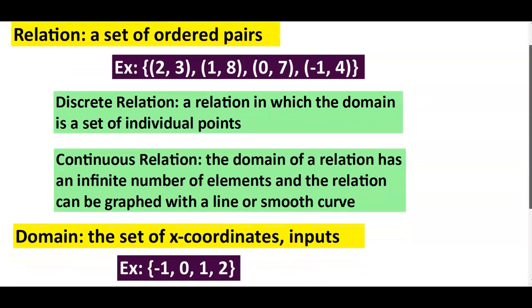We have two types of relations. We have discrete and continuous. Discrete are a random scattering of points, where continuous form a smooth curve or line.